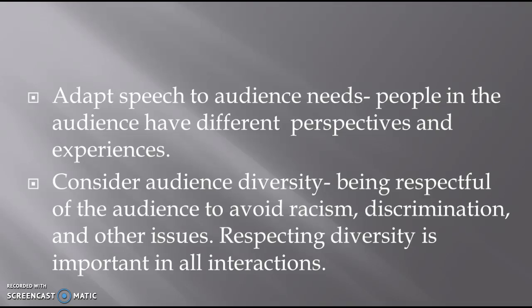And also considering audience diversity is another reason why we conduct audience analysis. Being respectful of the audience to avoid racism, discrimination, and other issues. Respect and diversity is important in all interactions.